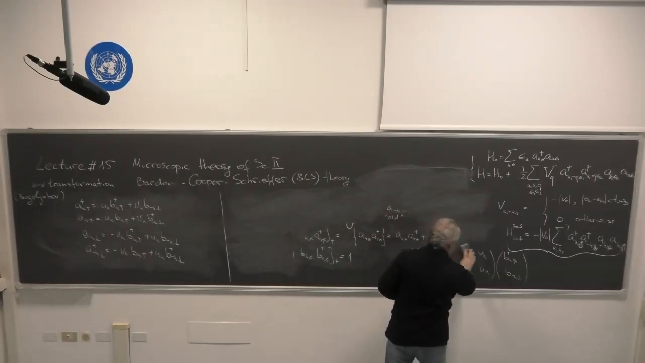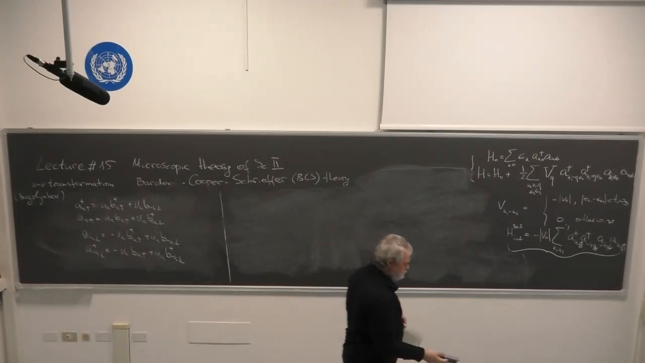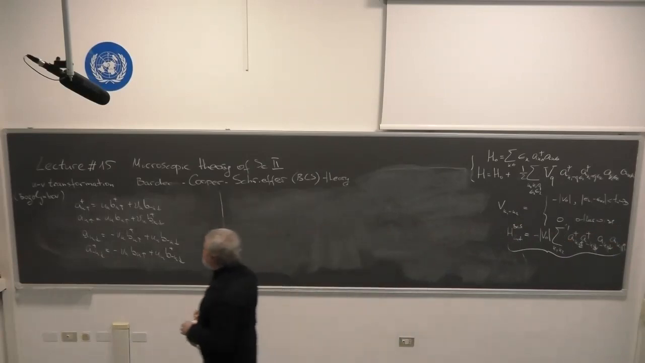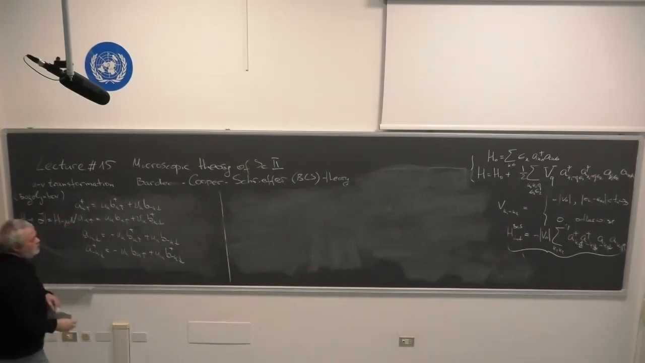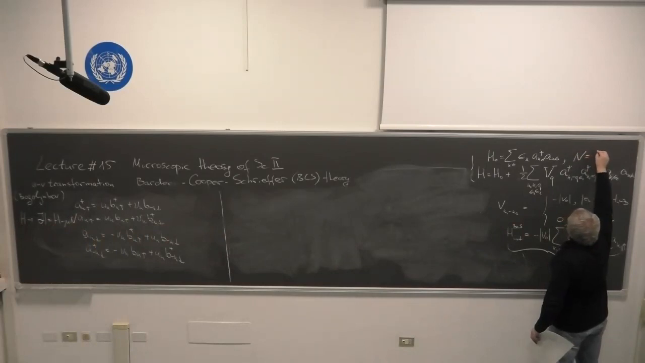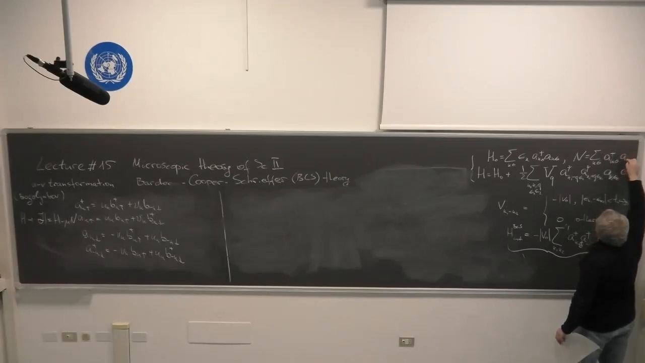No questions so far? So I will keep the model, I will keep the transformation, and now I will dwell into the calculations. First of all, I will go from the canonical Hamiltonian to the grand canonical Hamiltonian, which is H minus mu N. So N is the sum over k sigma of a_k sigma dagger a_k sigma.